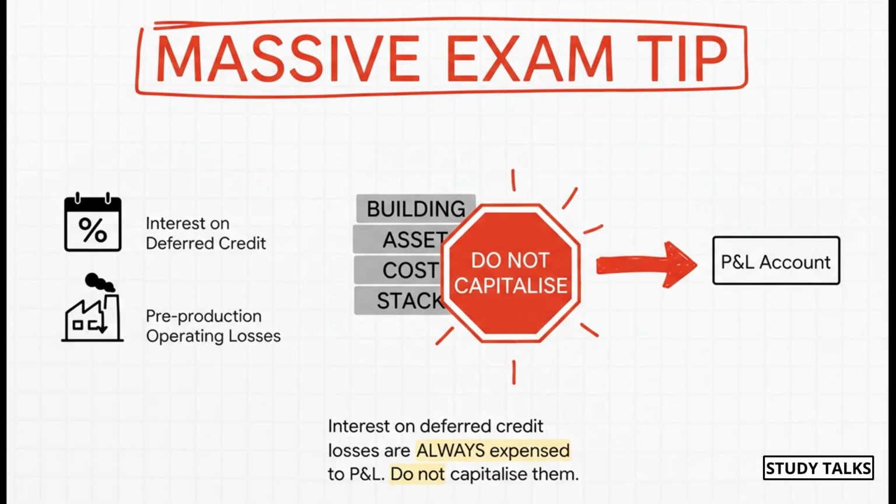Okay, and here is a massive exam tip where marks are lost all the time. Two items you should always expense to the P&L and never ever capitalize for a non-qualifying asset: interest paid to a supplier for buying on credit, and any operating losses you make before the asset hits commercial production. These are financing costs and operating expenses, not asset costs. Please burn this into your memory.